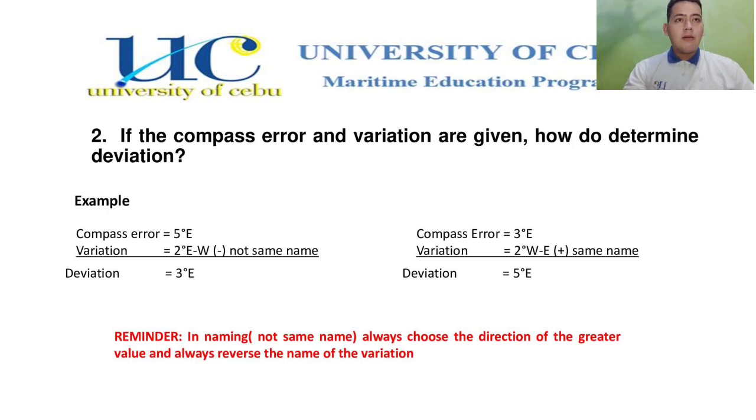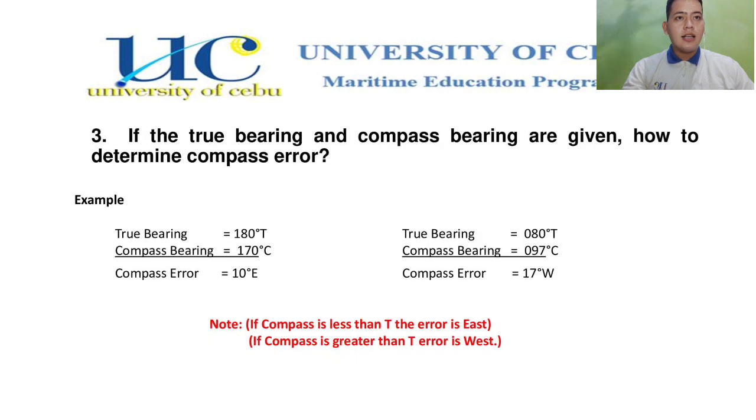So we have our example here. We have a compass error of 5 degrees east and a variation of 2 degrees east. Since we have to reverse the unit of direction for variation, we're going to regard this as 2 degrees west. That's why we have the final answer of 3 degrees east.